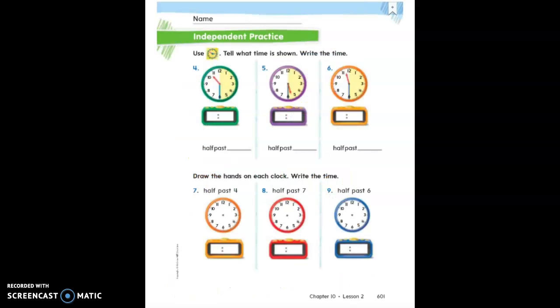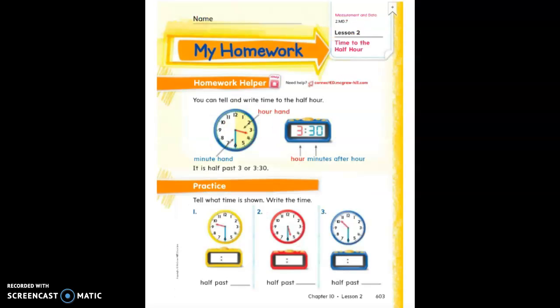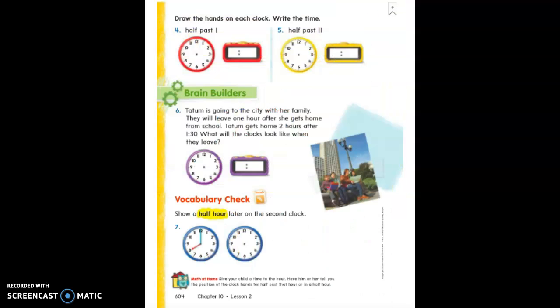And now we're going to continue. You're going to continue on your own. You're going to be doing page 601, the independent practice on your own. Problem solving you will not have to do today. And you're going to go straight to the homework, complete pages 603 and 604.